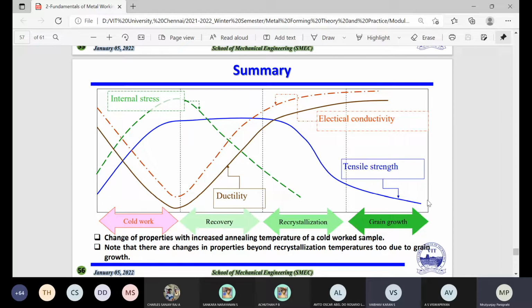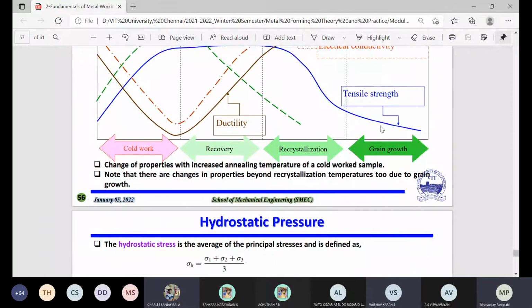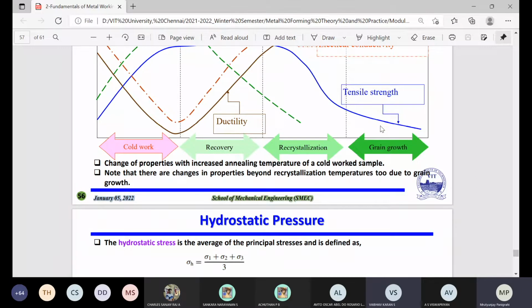So what I discussed about the strength, why it is decreasing. Then similarly, the ductility and the electrical conductivity also go up drastically when you have grain growth. So this is the basic summary of recovery, recrystallization, and grain growth when we are doing cold working. Right? Is it clear? Yes, sir. Okay.